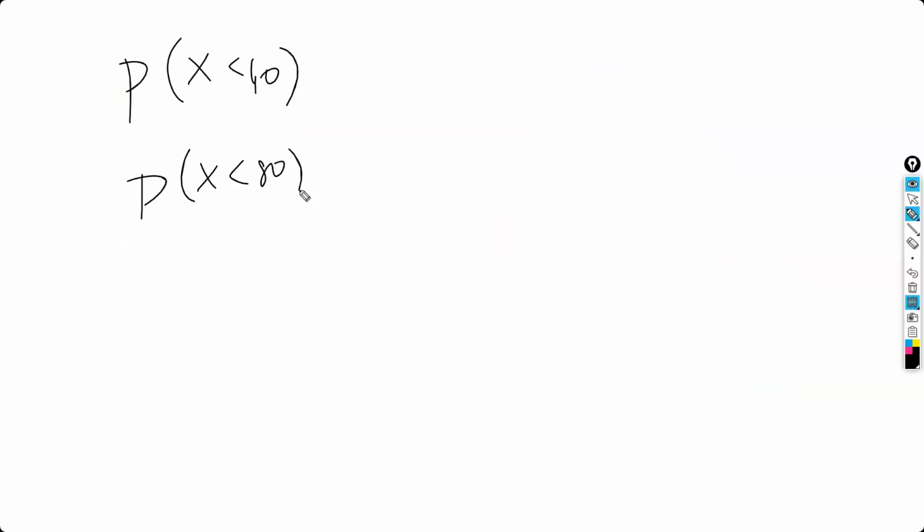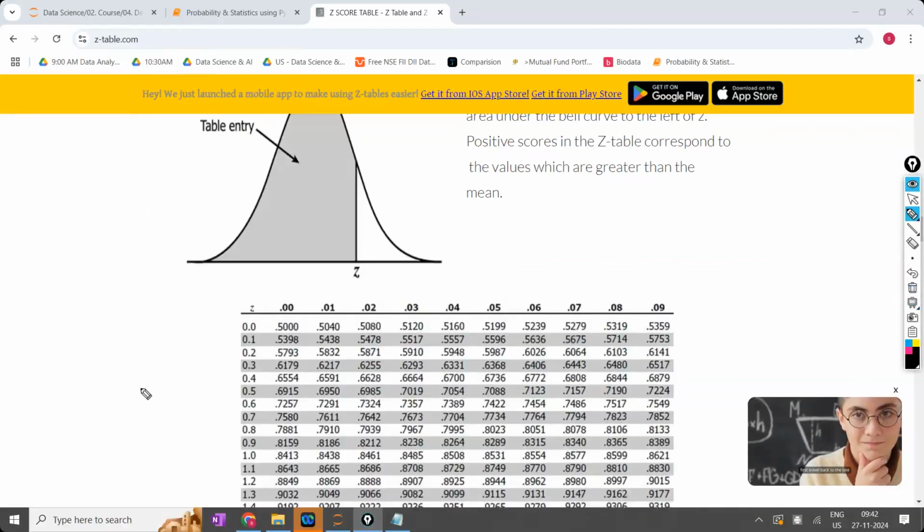Now, I'll ask the next question. What is the probability of x less than 40, and similarly, what is the probability of x less than 80? For these two things you calculate now. Open your mobile phones and open the website called z-table.com. You only have to do this, and you have to give me the answers now.